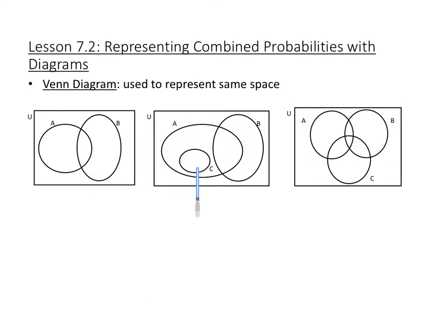If you look at this one here, you can see that all the outcomes in event C are also in event A. So that would be something like this. Versus this one, everything's equally sized. You have ones that overlap just between 2 and ones that overlap between all 3.